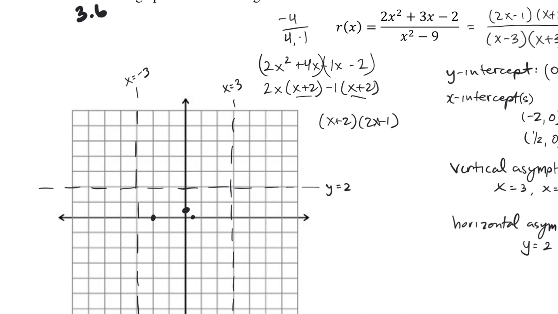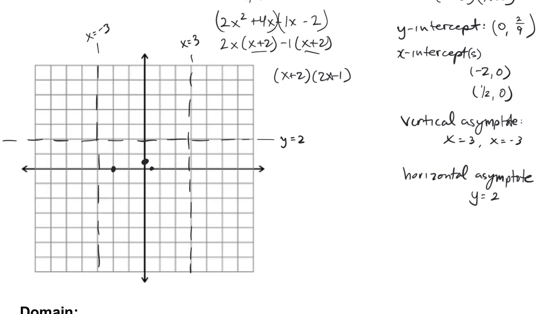Okay, now we need to piece together the graph. And what I suggested you do is wherever you have a vertical asymptote, just plot a couple of points on either side of it. So we have a point here. Let's plot a couple of points over here. And then we'll do the same thing here. Maybe let's plot a few points over here and a few points over here.